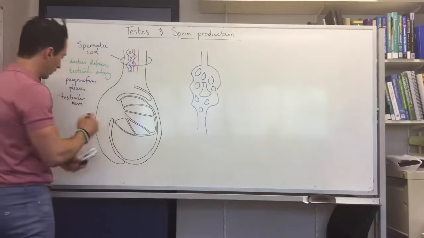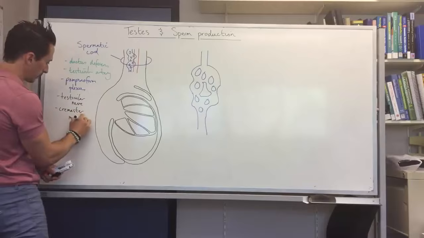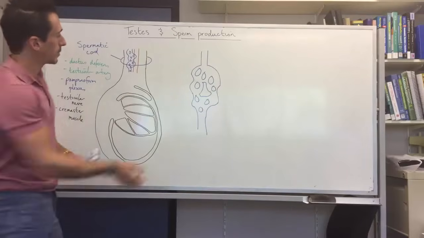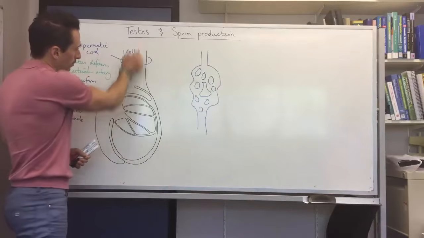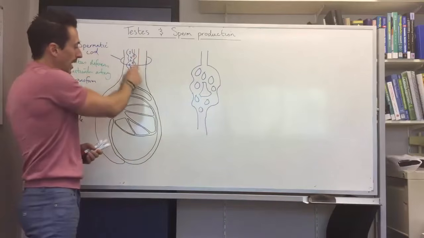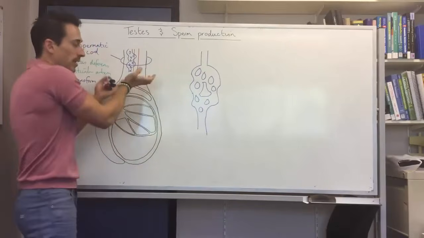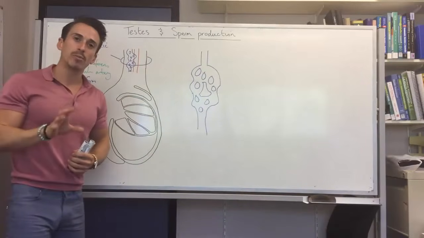And we can also find the cremaster muscle. Now the cremaster muscle is a muscle that comes down through the spermatic cord, and what does it do? Well, when it's relaxed, the testes drop. When it contracts, the testes lift up. Again, this has to do with temperature regulation.